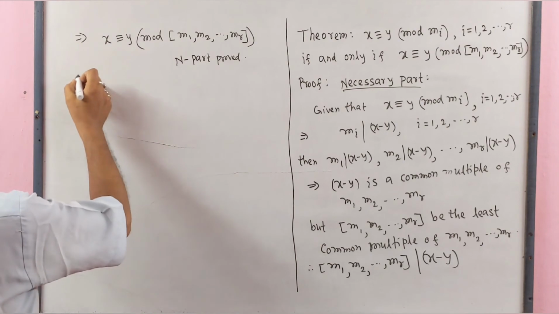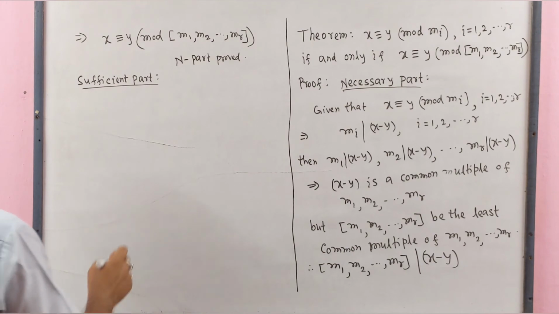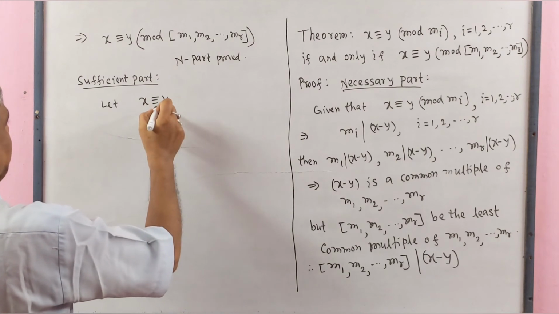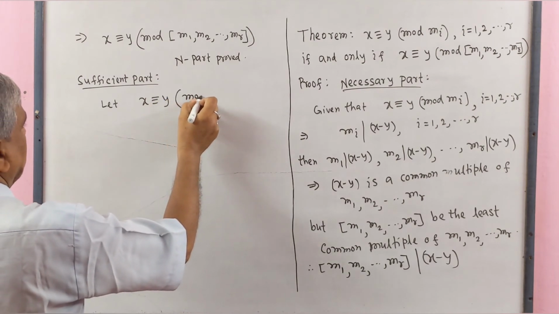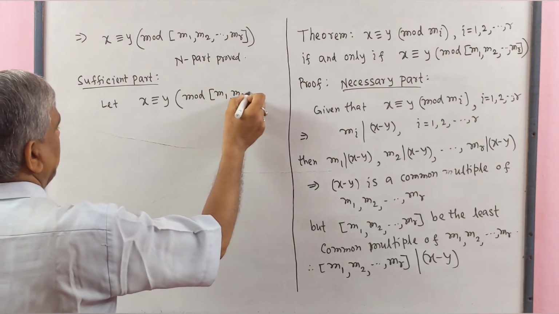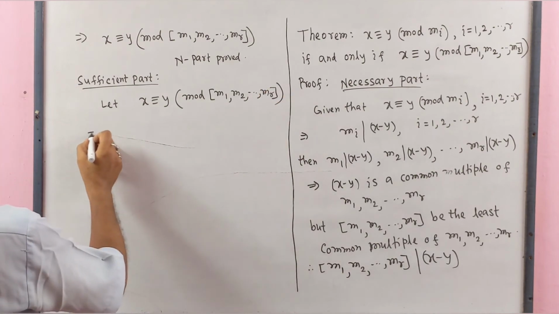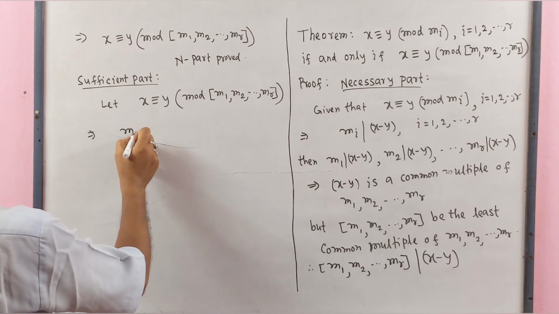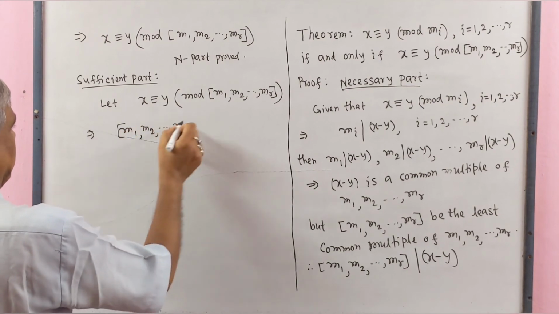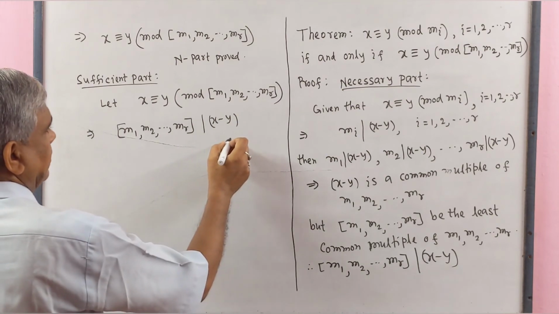Now sufficient part. Let x is congruent to y modulo LCM of m1, m2, ..., mr. Implies that LCM of m1, m2, ..., mr divides x minus y. Let this be number 1.